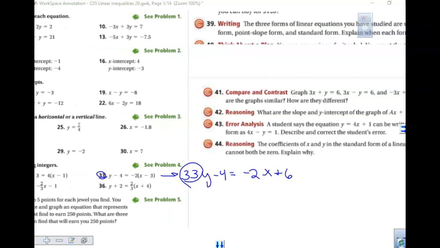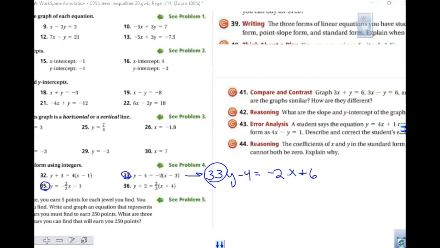So we are trying to write this with integer coefficients. This one is pretty nice because they're all already integers. What it means is I need all the numbers by themselves, right, to get in standard form. So if I'm looking at this assignment from C4, I need to get the x and the y, and I want my x to be positive.